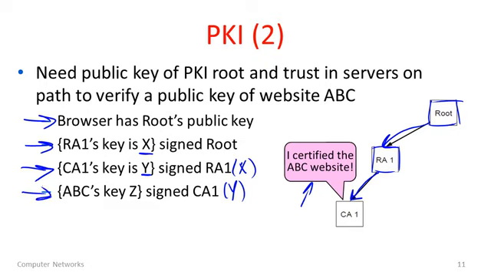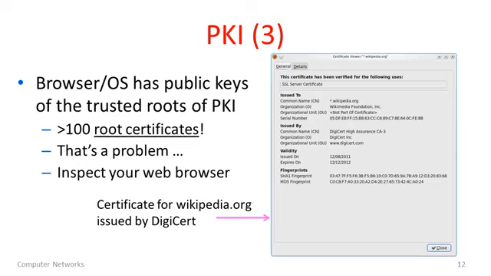Now you're able to take this statement that you got from CA1 saying that ABC's key is some other thing Z, which is the bit you want, and you'll be able to check the signature from CA1 using the key Y to see if everything matches. If it does match, then you will have the public key for website ABC, and you'll be able to use it as part of the SSL exchange to see if you're really talking to ABC. Let's see how that works next.